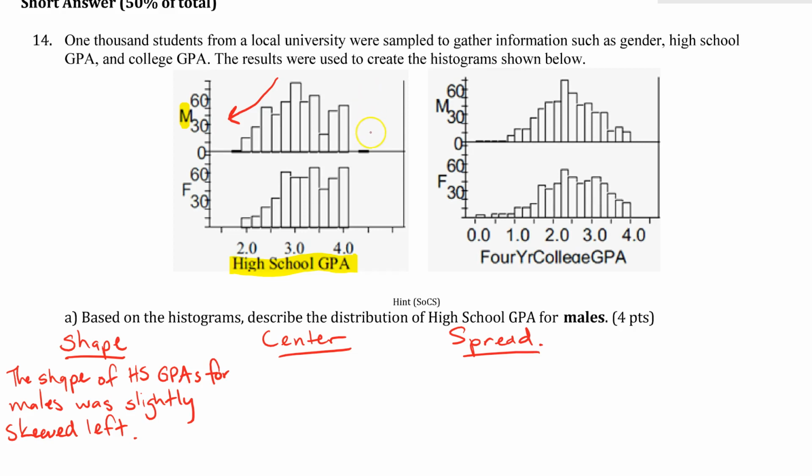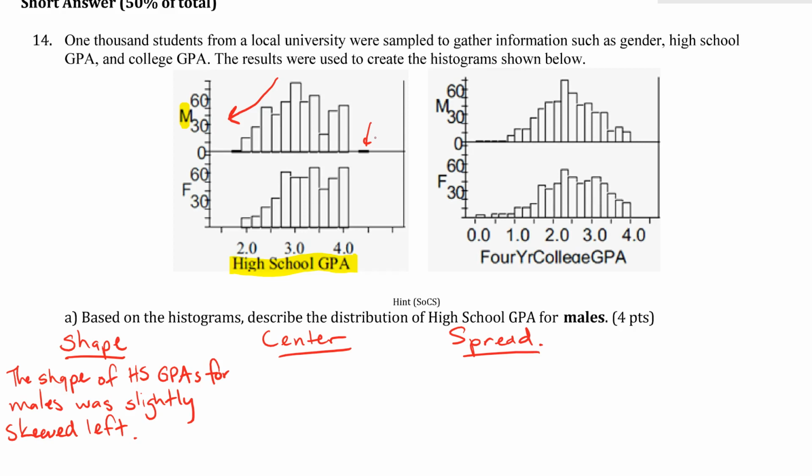Some people might have mentioned, oh, it does look like there's an unusual point here on the upper end. You might have called that an outlier or a possible outlier. I don't know if it's necessarily far enough away for that. But as long as you got something about the shape, you were able to get that point.